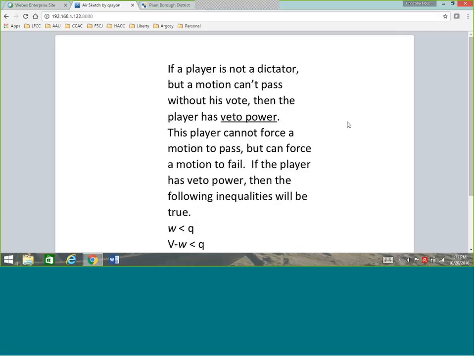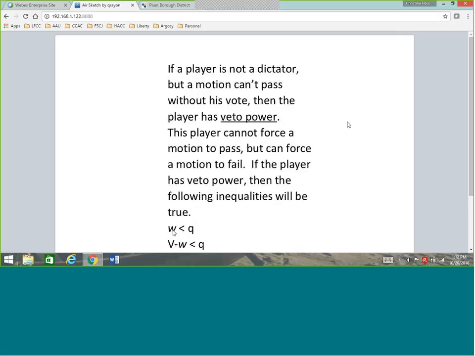If the player is not a dictator, but a motion can't pass without his vote, then the player has what's called veto power. This player cannot force a motion to pass, but can force a motion to fail. So if the player has veto power, then the following inequalities will be true. Both of these inequalities have to hold in order for a player to have veto power.